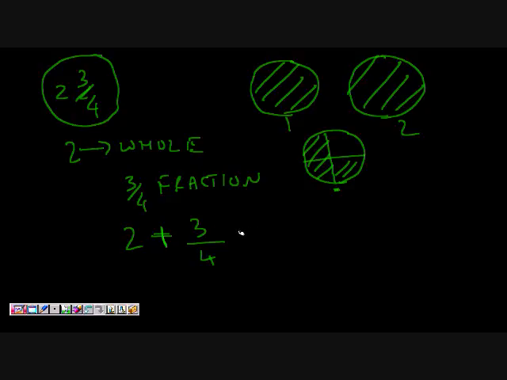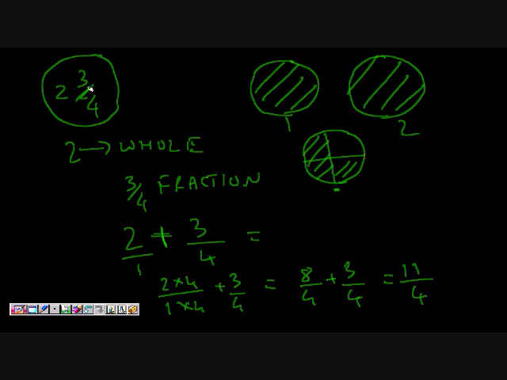And when you add this up, 2 is 2 by 1. So the LCM of 1 and 4 is 4. Now 1 goes into 4 four times. So we can write 2 into 4 over 1 into 4 plus 3 by 4, which is 8 by 4 plus 3 by 4, which is equal to 11 by 4. So 2 3 by 4 can be converted into an improper fraction: 2 3 by 4 is equal to 11 by 4.